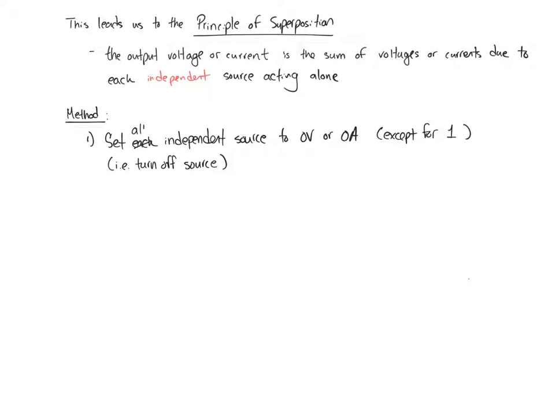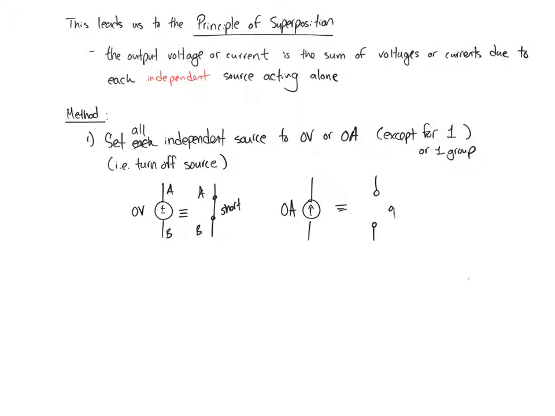You don't have to do just one source at a time, except for one or one group. In other words, we're just turning off sources. So if we have a voltage source that is 0 volts, that looks like simply a short circuit. In other words, the voltage between points A and B in the circuit is 0. That will be replaced by a wire. And if we have a current source that we turn to 0 amps, that's like creating an open circuit.